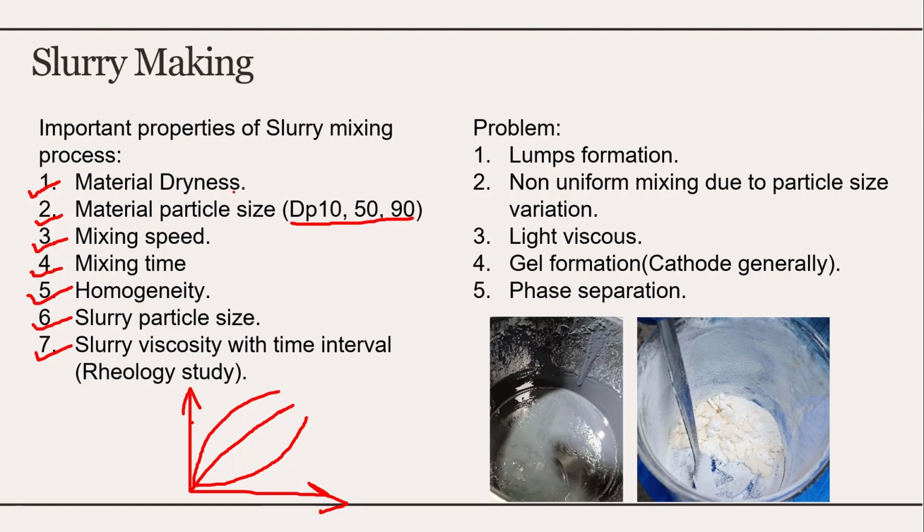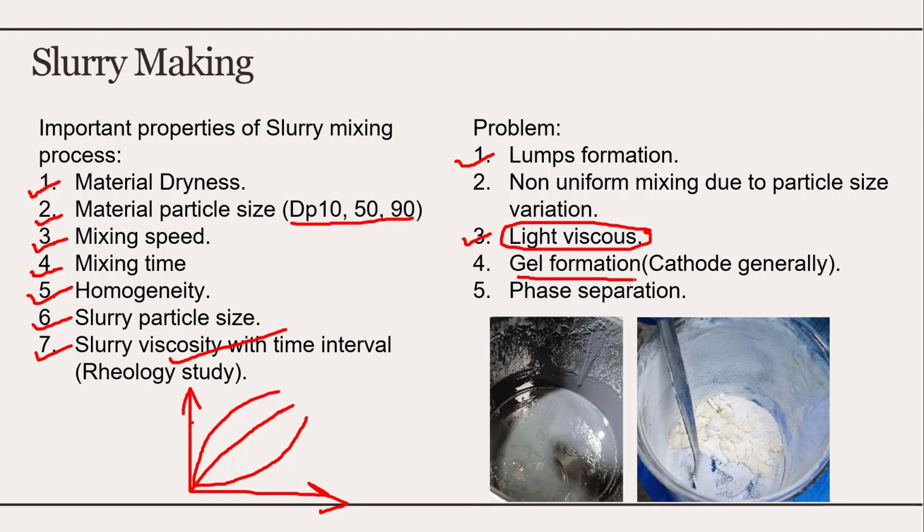If the material is not properly dried, lumps will form inside the slurry, and that is not good for the mixing, and the mixing is not proper. Another is non-uniform mixing due to particle size variation. If the particle size is non-uniform or very diverse, for example dp10 is 5 micron, dp50 is 15 or 20 micron, and dp90 is 30 to 35 micron, so it's a vast range, and the slurry mixing is not proper. Another thing is, if the slurry viscosity is too low or the slurry is too thin, then it is not easy to coat. So that's why we have to fix the slurry viscosity, and we have to continuously study how my slurry viscosity is changing over a period of time.